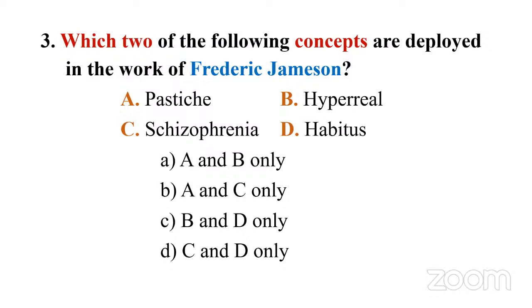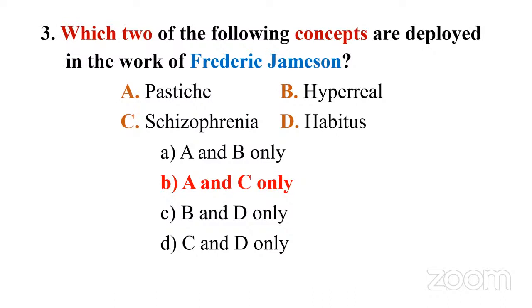So it's a bit tough question. First, we should be aware of Frederick Jameson, the critic, a Marxist critic, and we should be aware of the essay or the work he wrote, and in what essay he discussed some of the concepts. That's one way. Or sometimes, if you don't know the answer, try to eliminate. So if you have some familiarity with literary theory and criticism, maybe you can eliminate hyperreal, because that concept was discussed by another critic, which we will discuss. Similarly, habitus. If you know that, you can easily narrow down the answer.